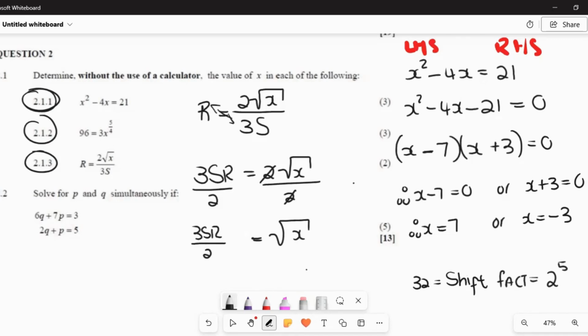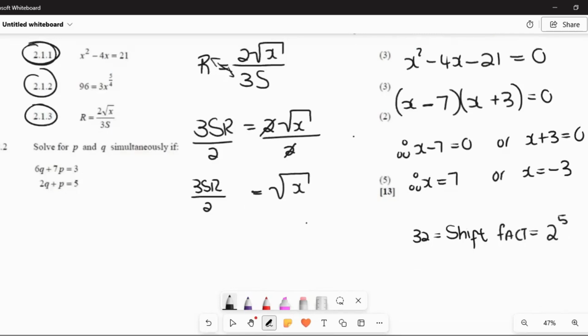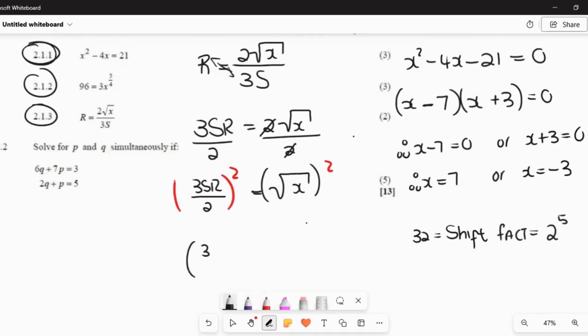Again, in this case, remember we want x, not square root of x. So what we are left to do is square both sides. Let us square this side as well. So finally, our answer will be 3sr over 2 squared is equal to x, because the square root will cancel the square and we'll be left with x.